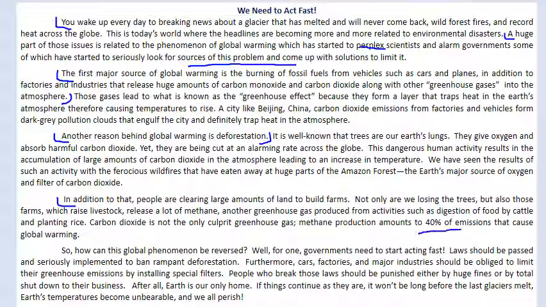Here I used statistics, I used facts, okay? Make sure you read this. And then, so how can this global phenomenon be reversed? Solutions. Governments need to start acting fast. Laws need to be passed and implemented. Furthermore, cars, factories, and major industries should be obliged to limit their greenhouse emissions by installing special filters, etc. After all, Earth is our only home. If things continue as they are, it won't be long before the last glaciers melt, Earth's temperatures become unbearable, and we will perish.